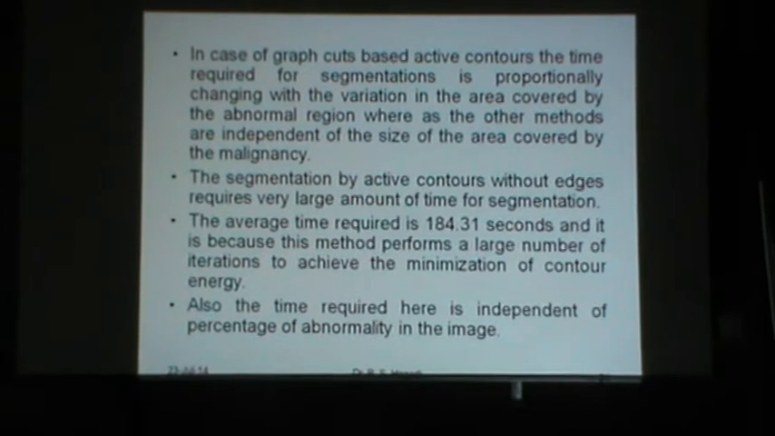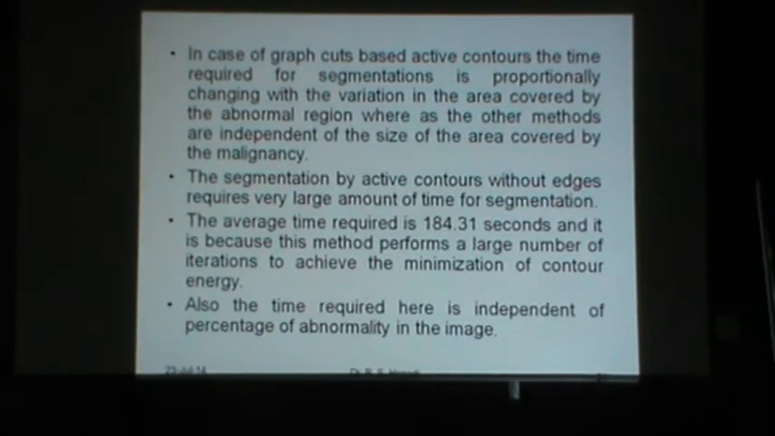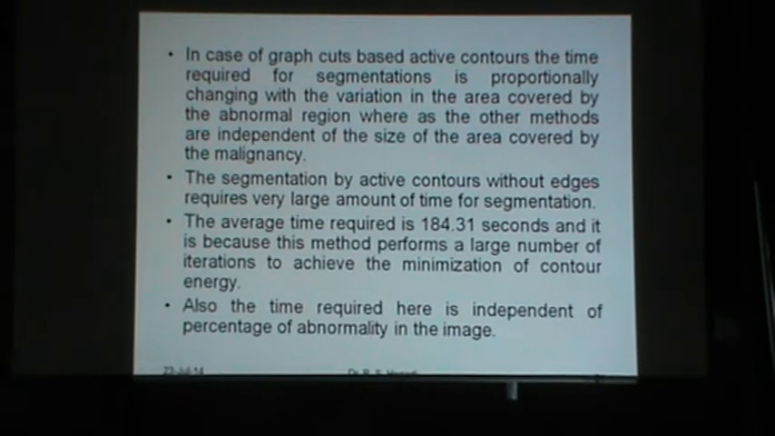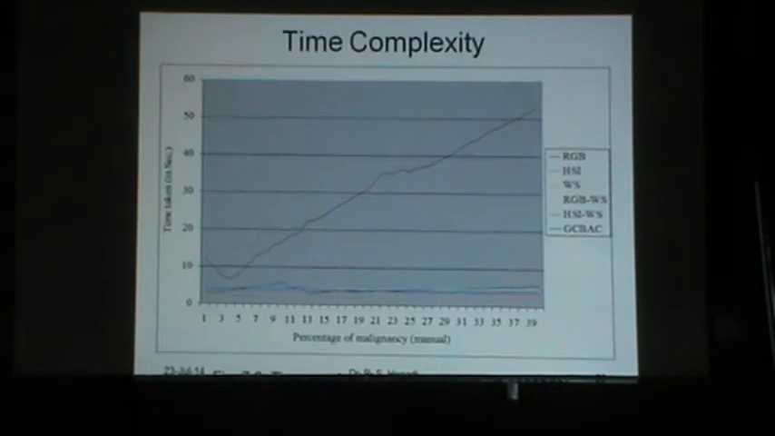So that we have seen. One technique we have not covered here is segmentation by active contours without edges, which requires a very large number of iterations. You can't find it here because to conduct one image segmentation, it required almost half an hour to 45 minutes. That much time was required for this technique.